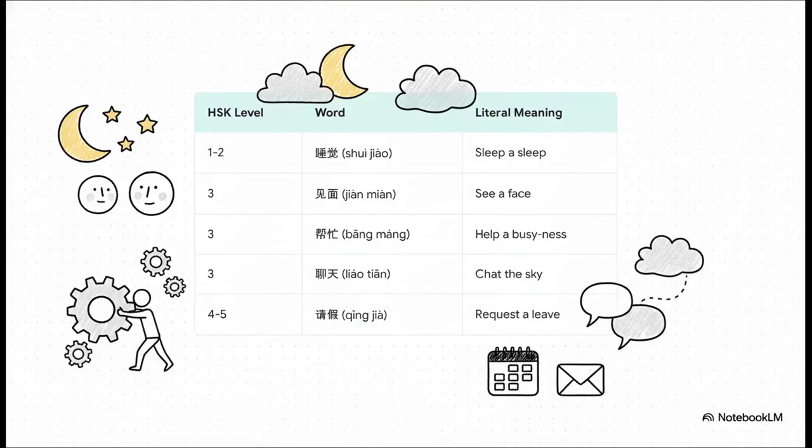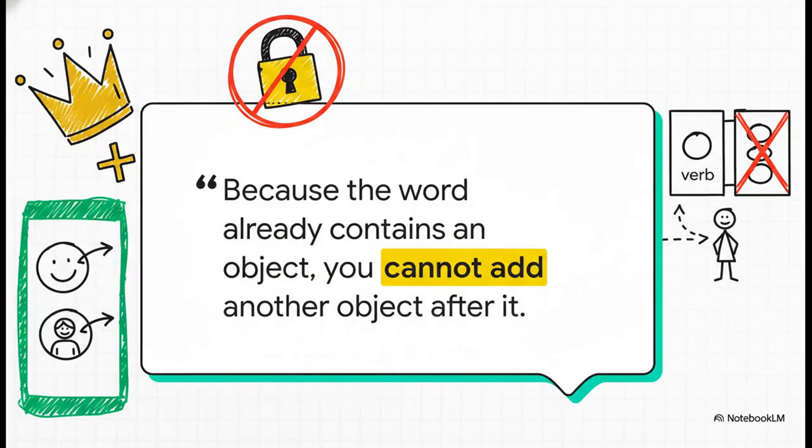And you'll see this pattern everywhere, especially in the HSK lists. jiànmiàn, to meet, is literally to see a face. 帮忙, to help, is to help a busyness. See what's happening? In every single one of these, the object is already built right into the word. And that brings us to the golden rule.